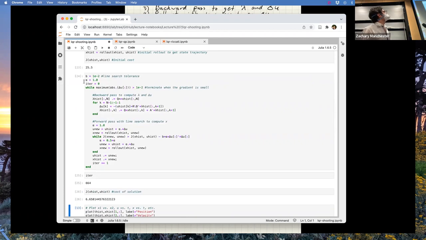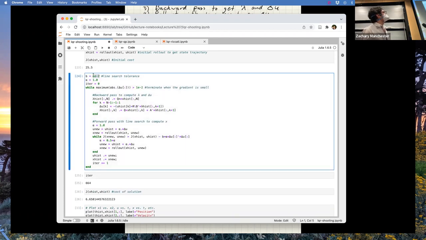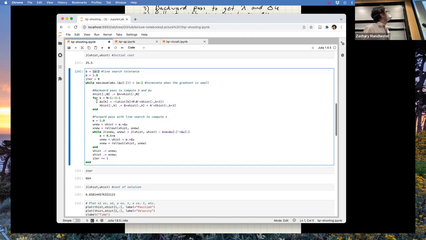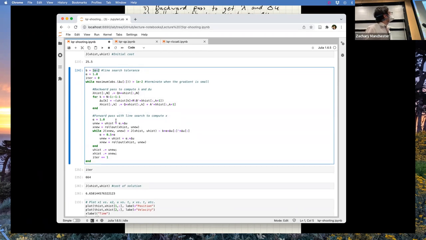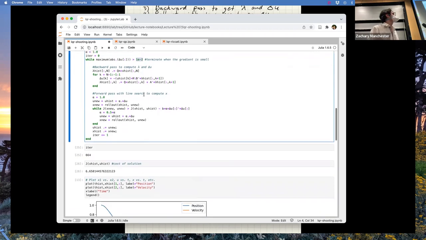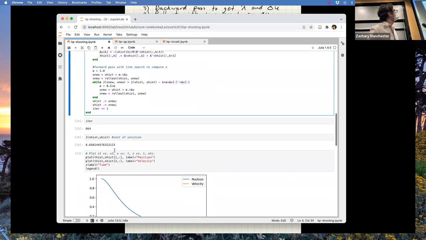I should also mention my tolerances here. I'm going to do this until the tolerance is pretty loose, about 10 to the minus two on everything. So these are not tight tolerances, basically two digits of accuracy. My cost now is about 6.5.